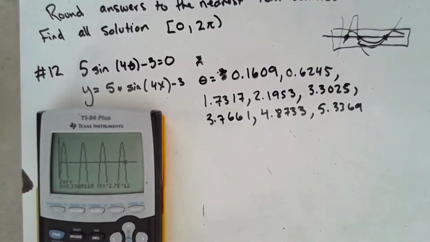Okay, so those should be my tens, hundreds, thousands, 10,000s. I'm trying to think of what I have you rounding on your assignment. I think I have you at 4 decimal places.